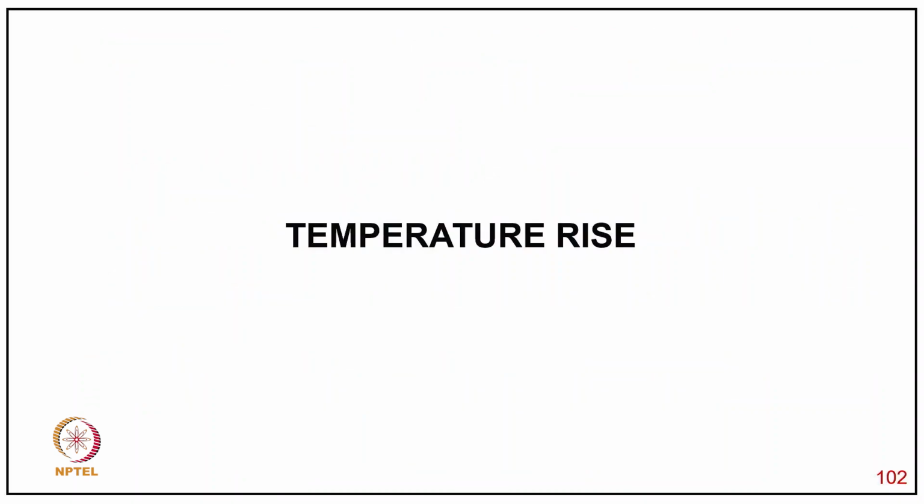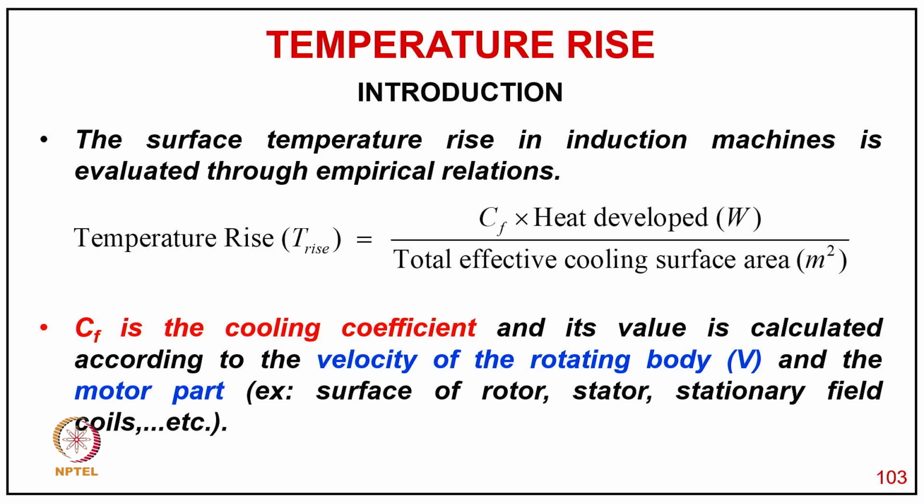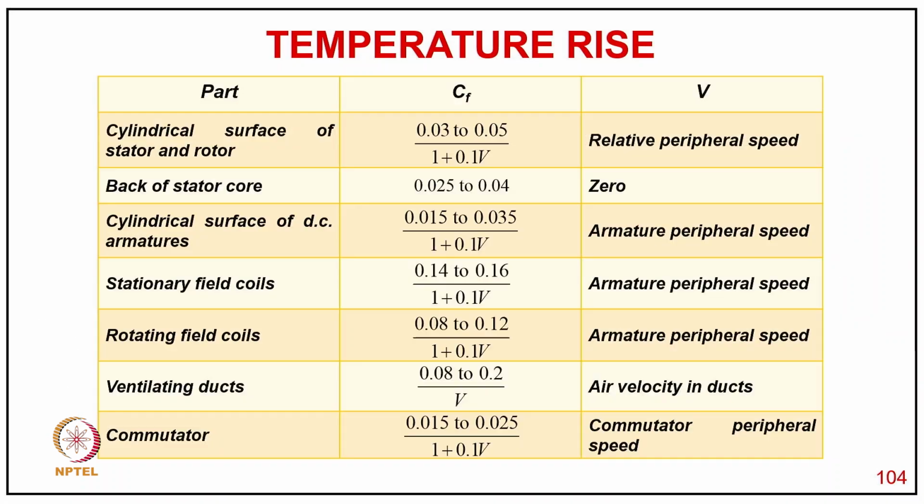So now coming to temperature rise. The surface temperature rise in an induction machine is evaluated through an empirical relation. The temperature rise equals Cf times the heat developed in watts divided by the total effective cooling surface area in meter square. Cf is the cooling coefficient, and its value is calculated according to the velocity of the rotating body and the motor parts, like the surface of the rotor, stator, stationary field coil, etc.